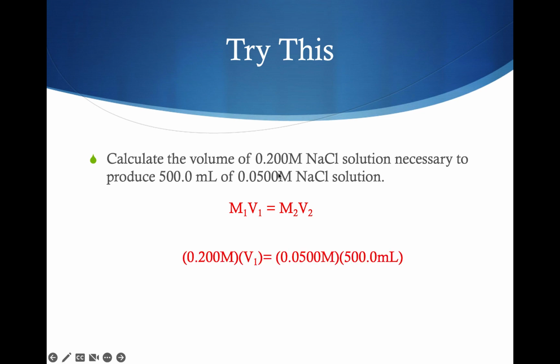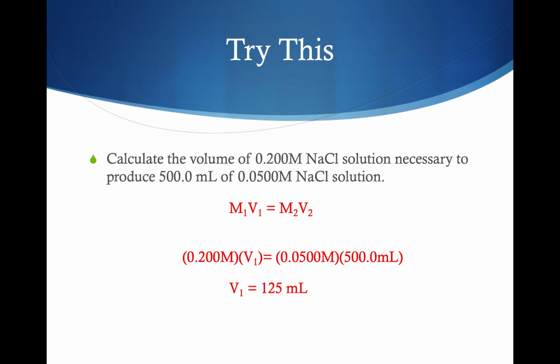And I'm going to plug in the things I know. I know that the molarity of my initial solution, M1, is 0.200 molar. I don't know the volume that I'm going to use yet. I'm going to use some amount of that solution to make my new solution. I'm going to produce 500 milliliters, which is my V2, of 0.0500 molar solution. That's my M2. Doing this math, I find that V1 is equal to 125 milliliters. In other words, I need to use 125 milliliters of the original solution to make my new solution.